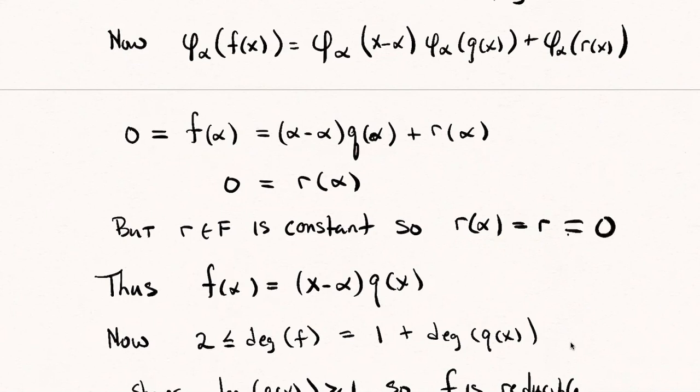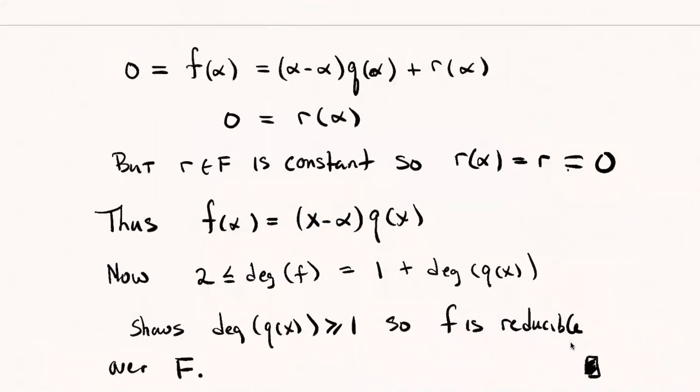Well, what does that mean? That means that f is actually x minus alpha times q. The remainder is 0. Or in our language, x minus alpha divides f. All right, but we said that f has degree at least 2. And if you take the degree of this equation using our theorem about how degrees add, you'd get the degree of x minus alpha, that's 1, plus whatever the degree of q is. Well, the degree of q is some non-negative number. You're adding it to 1 and getting something that's at least 2.